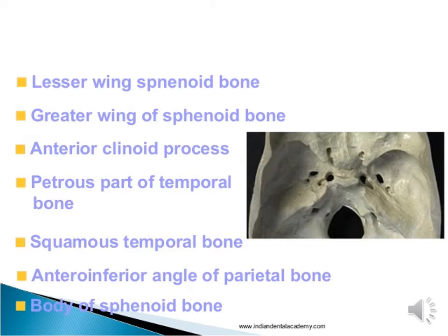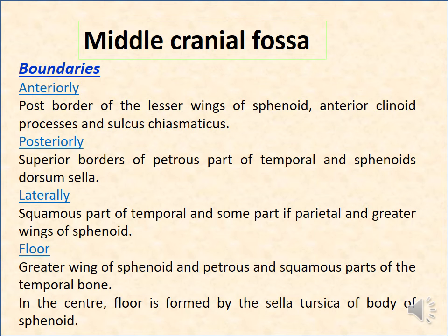These bones are the boundaries of it. The boundaries of the middle cranial fossa: anteriorly, the posterior border of the lesser wing of the sphenoid bone, the anterior clinoid processes, and the sulcus chiasmaticus. Posteriorly, the superior border of the petrous part of the temporal bone and the sphenoid dorsum sellae. Laterally, the squamous part of the temporal bone, some part of the parietal, and the greater wing of the sphenoid bone. The floor of the middle cranial fossa is formed from the greater wing of the sphenoid bone and the petrous and squamous parts of the temporal bone. In the center, the floor is formed by the sella turcica of the body of the sphenoid bone.